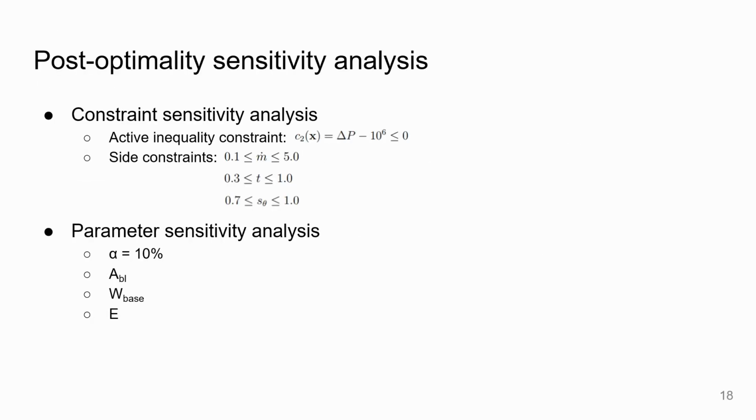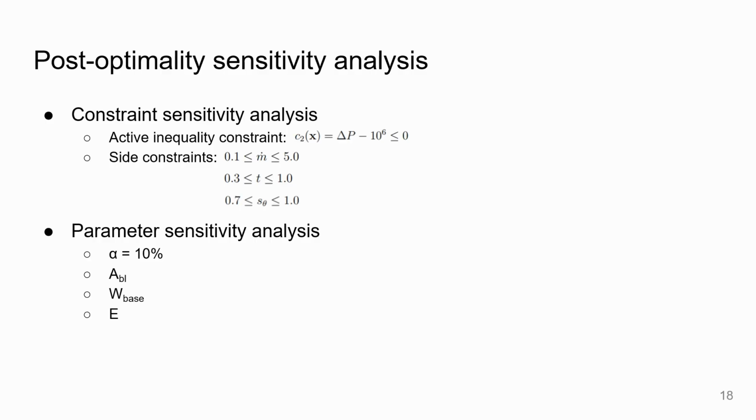We will present the post-optimality sensitivity analysis for our project. Our objective is to quantify how small perturbations in constraints and model parameters impact the final optimal objective value. For the constraint sensitivity analysis, we focused on the active inequality constraints about pump pressure and 3 design variables that reached their lower bounds at the optimum: mass flow, blanket thickness, and angular span scale.